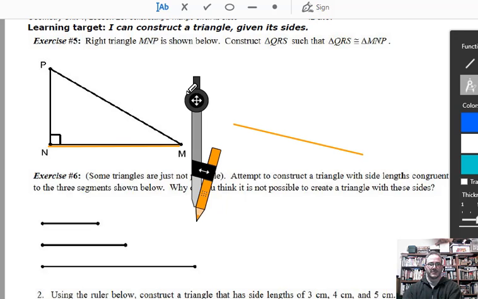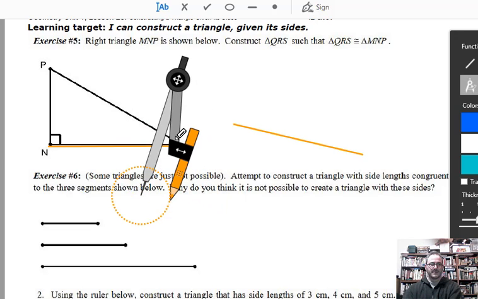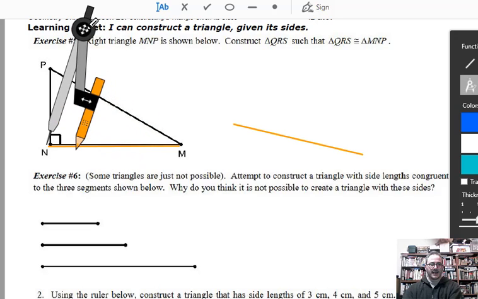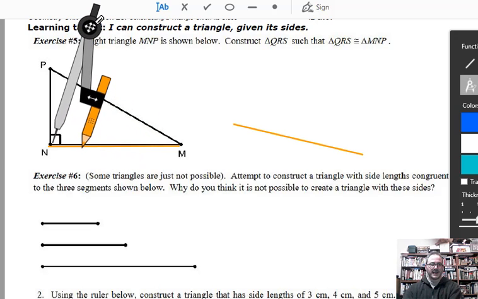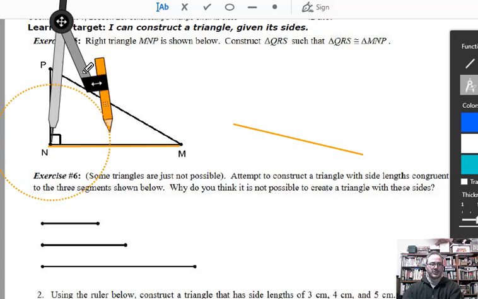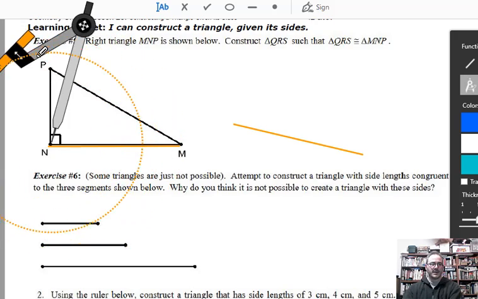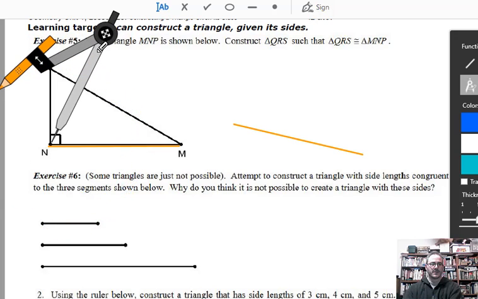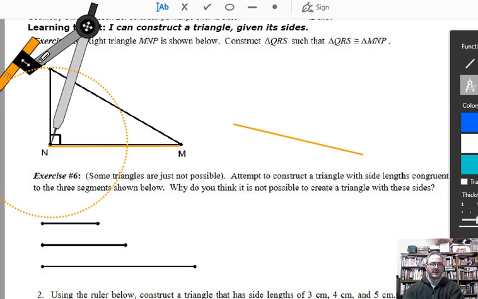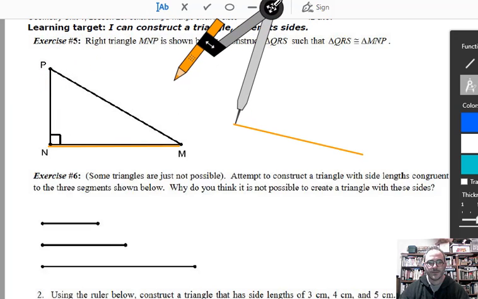So here's my compass tool again. I'm going to open that up a bit. I need to now place this point on N, and I need to measure to point P. So that's what I'm going to do to measure to point P. You see how I have that edge of that circle there on point P? Well, then I'm going to move my compass over, and now I'm going to draw that arc mark. Once I get that on there good, I might change the color.